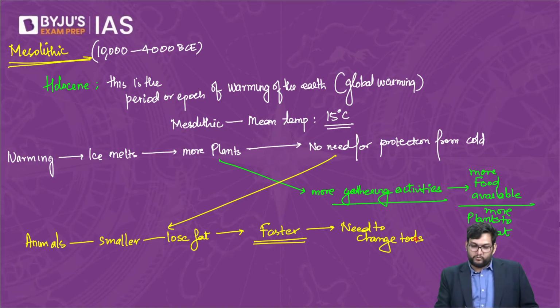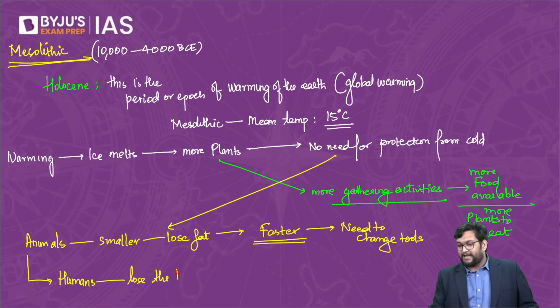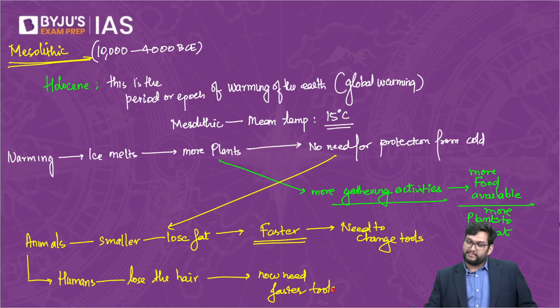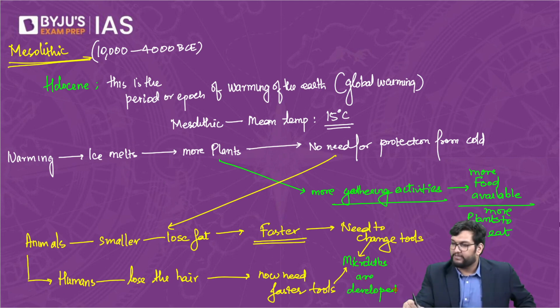At the same point of time, humans lose the hair and now need faster tools. And this leads to what we call microliths being developed. You see how environment equals tool technology change.